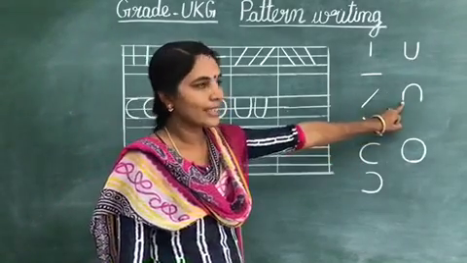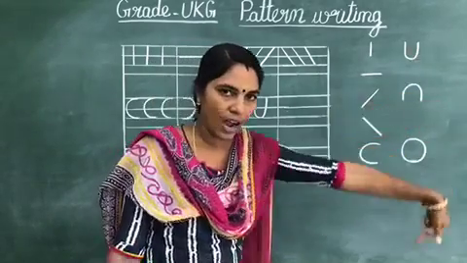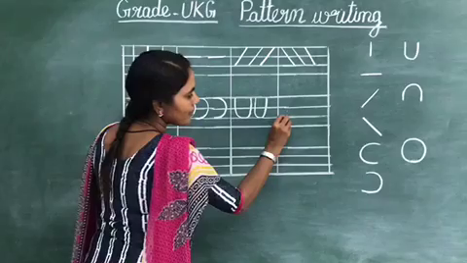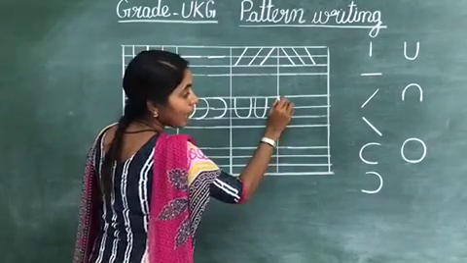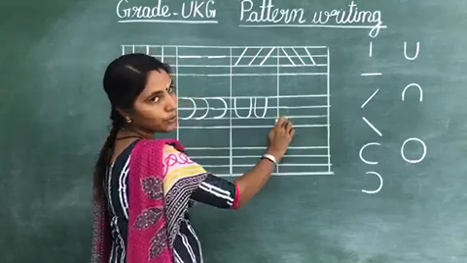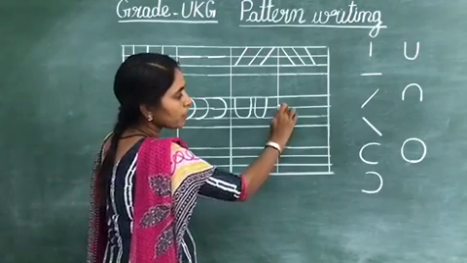Okay. Next one. Which one? What is this? Down curve. It is facing downwards. Now see how to write the down curve. Now you should not start from the red line. You have to start from the second blue line. From the second blue line, you have to go up.